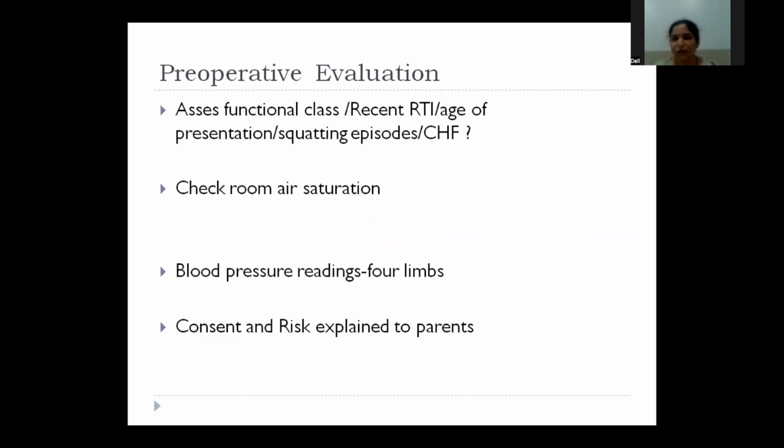Blood pressure reading should be taken on all four limbs. Sometimes incidental coarctation can be diagnosed if there is a difference in the blood pressure. As I told, consent and proper risk should be explained to the parents, because it's a pediatric patient. There is high anxiety in the parents, and we have to fight against the emotional issues regarding these babies with the parents.